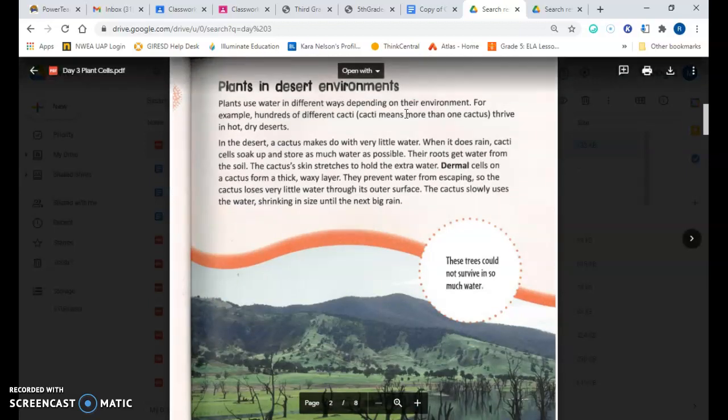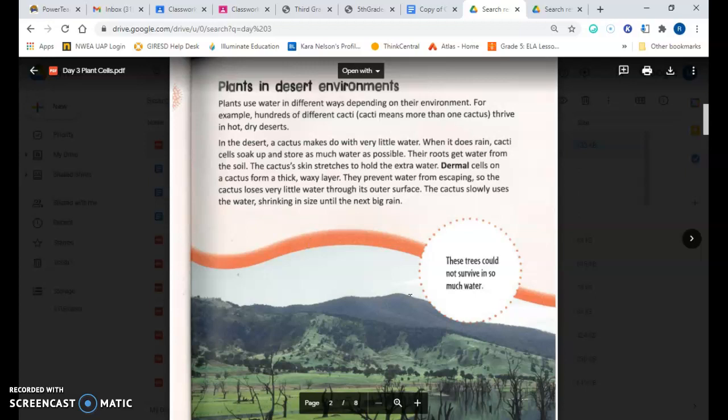Plants in desert environments. Plants use water in different ways depending on their environment. For example, hundreds of different cacti, which means more than one cactus, thrive in hot, dry deserts. In the desert, a cactus makes do with very little water. When it does rain, cacti cells soak up and store as much water as possible. The roots get water from the soil. The cactus's skin stretches to hold the extra water. Dermal cells on a cactus form a thick, waxy layer. They prevent water from escaping, so the cactus loses very little water through its outer surface. The cactus slowly uses the water, shrinking in size until the next big rain.